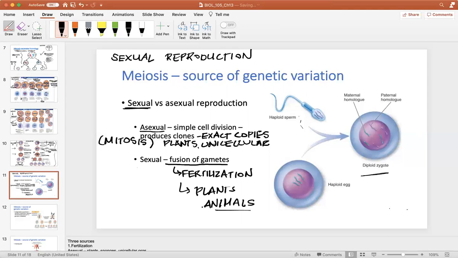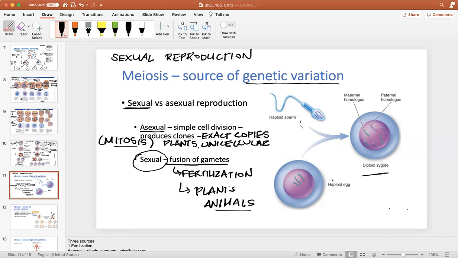Now here's the big question. Asexual reproduction seems pretty simple. You just undergo mitosis. You're just undergoing 1 cell division. So why on earth would sexual reproduction even exist? Okay, the answer has to do with this slide. Sexual reproduction exists because it generates genetic variation, okay?